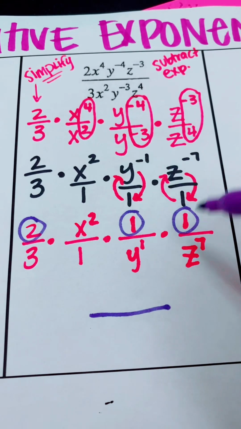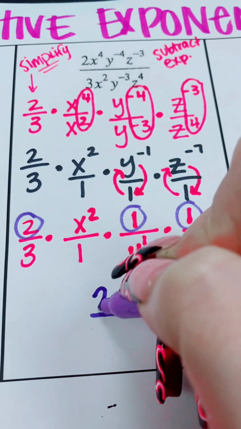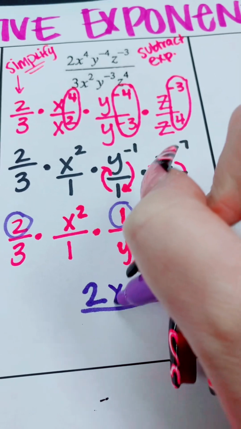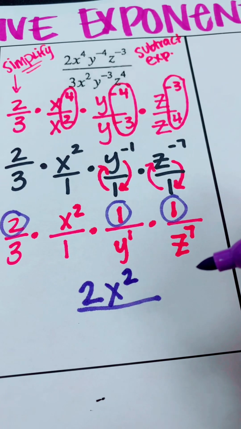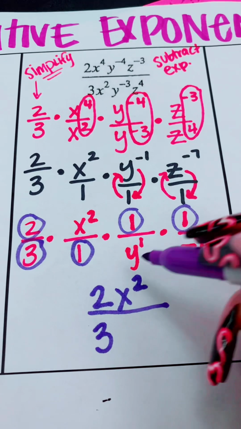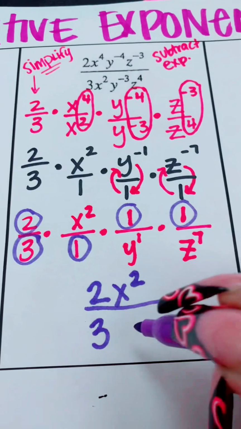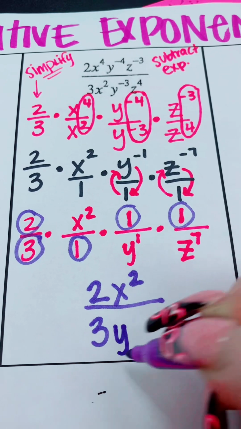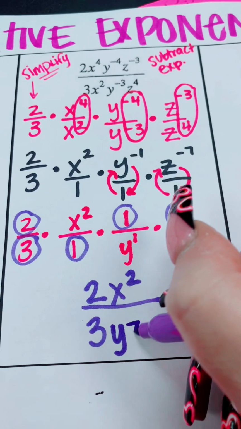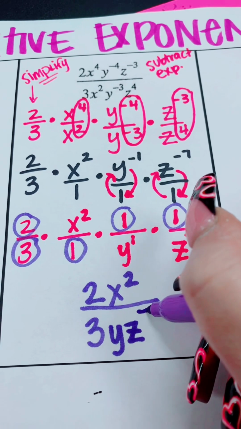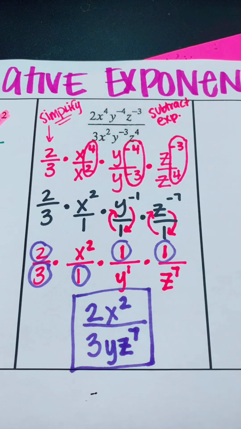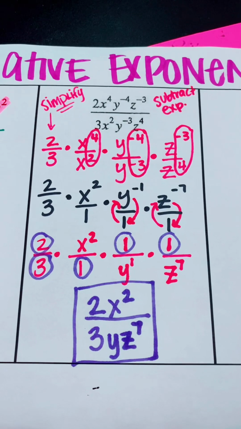2 times 1 times 1 is 2, times x to the second is x to the second. 3 times 1 is 3, times y to the first, or y, which is just y, anything to the first power is itself, times z to the 7th, z to the 7th. So this is our final answer, simplified and written with all positive exponents.